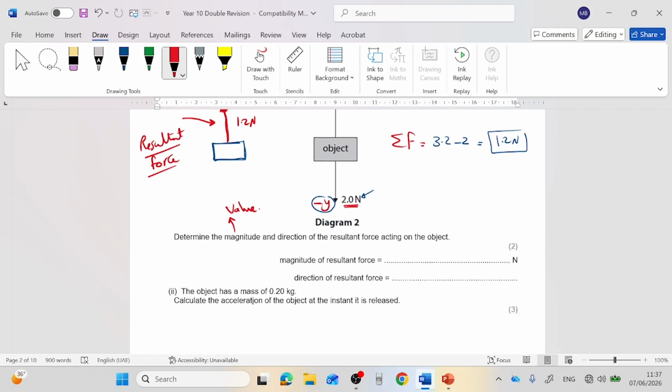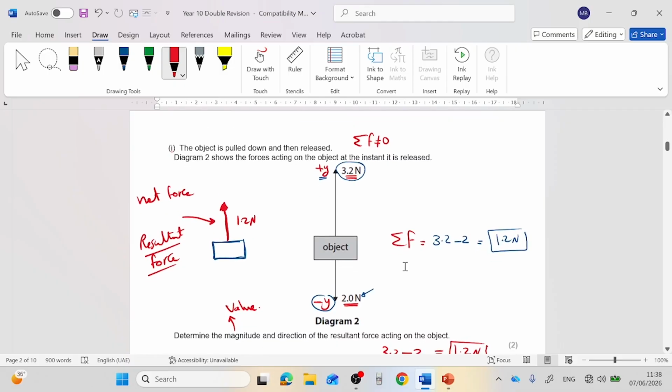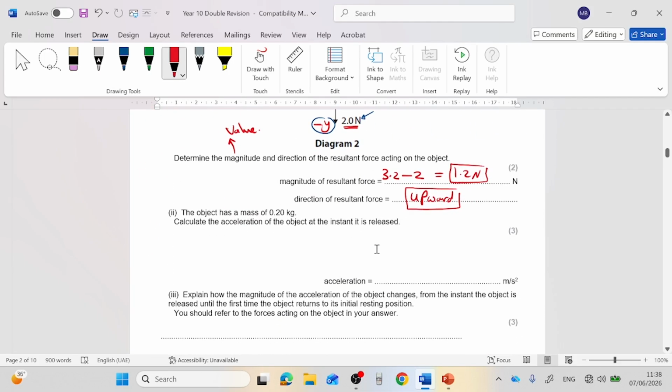So what is the magnitude of the force? You need to show your work. You will write 3.2 positive because it's upward, minus 2 because it points downward. So the final answer is 1.2 Newton. And what is the direction of this force? It is up, or upward. You can use your words, okay? It's upward. Why? Because as you can see, the force which was pointing up is greater than the force which was pointing down. So the resultant force will be upward.